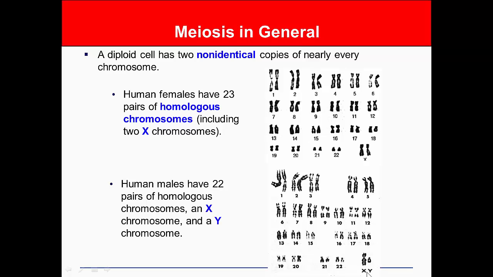And look at this X and Y chromosome down here, and the male karyotype here. Notice that the Y chromosome is not homologous to the X chromosome. You can see that it's a much different size. And so we can say that human females have 23 pairs of homologous chromosomes because we have the two X chromosomes included, whereas males have 22 pairs of homologous chromosomes, and then they have an X and a Y chromosome.